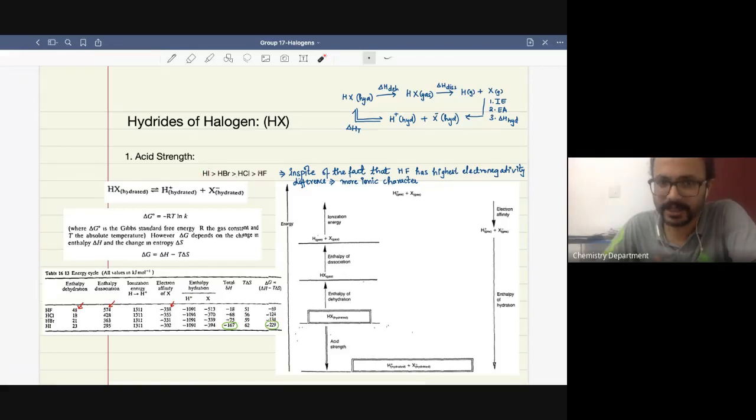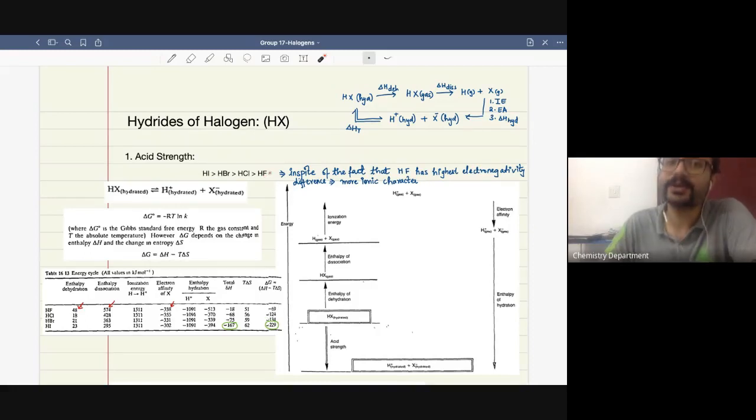But this particular order of acidity is kind of opposing to the fact that HF, because of the high electronegativity difference between hydrogen and fluorine, should be more ionic in nature, and therefore the ionization of HF into H plus and F minus should be highly feasible. Also, the ionization should be feasible because F minus has a higher value of hydration energy.